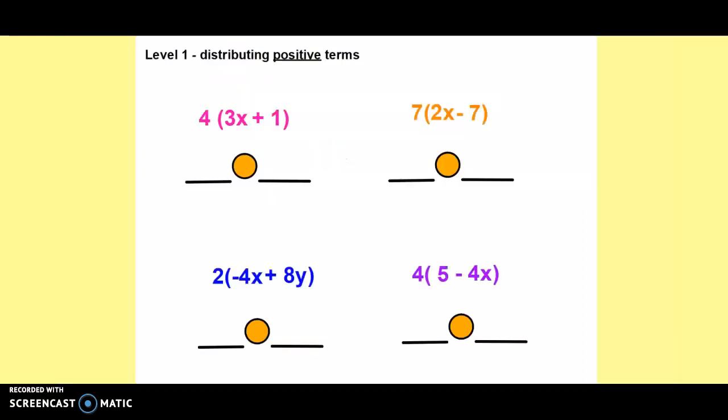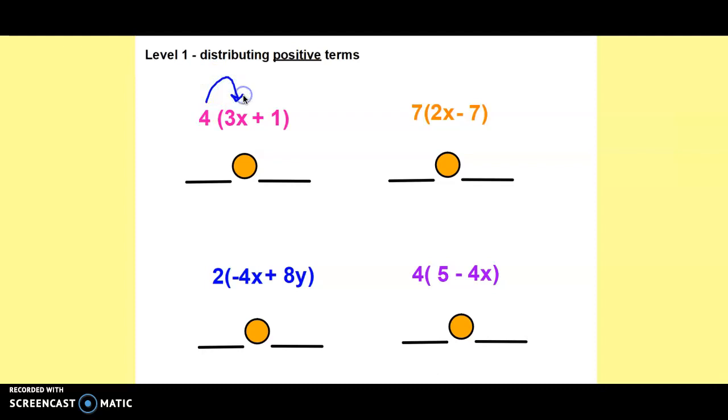So let's dive in. Start with level 1, and this would be distributing positive terms. This would be the most basic type of distributing, when we've got a positive term or number out front of our grouping symbol. So if we take a quick look, 4, 7, 2, 4, all the numbers outside are positive. My setup here is a blank, a circle, and then a blank. We've got two terms inside of this parenthesis, so we're essentially going to be doing two little mini multiplication computations.